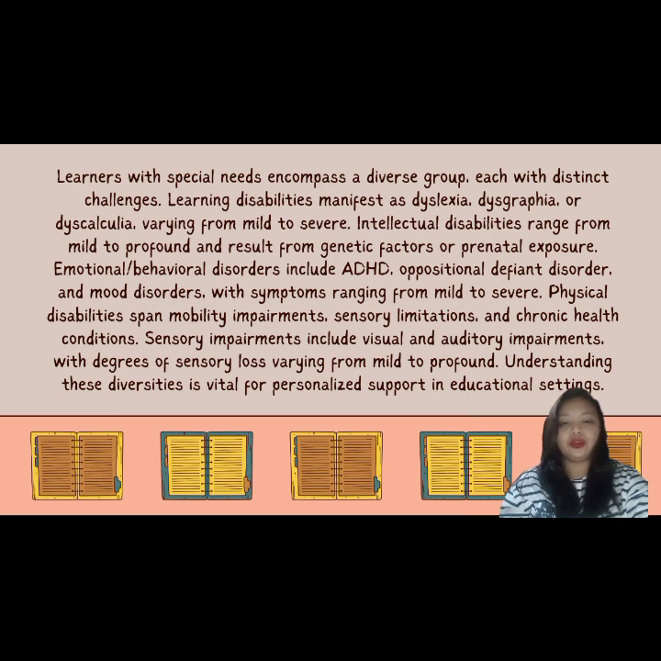Emotional behavioral disorders includes ADHD, oppositional defiant disorder, and mood disorders, with symptoms ranging from mild to severe. Physical disabilities span mobility impairment, sensory limitations, and chronic health conditions. Sensory impairments includes visual and auditory impairments with degrees of sensory loss varying from mild to profound. Understanding these diversities is vital for personalized support in educational settings.